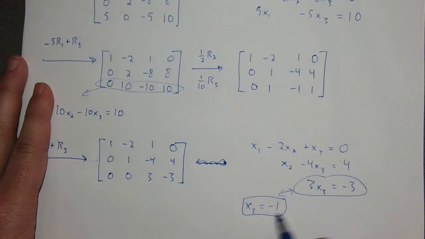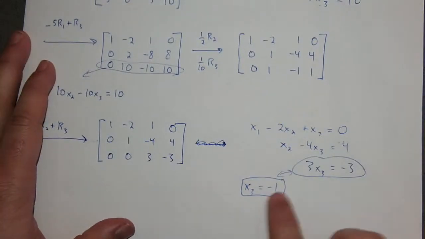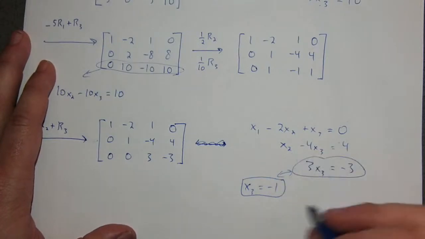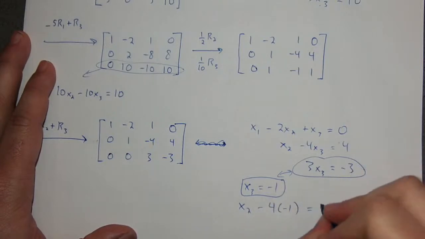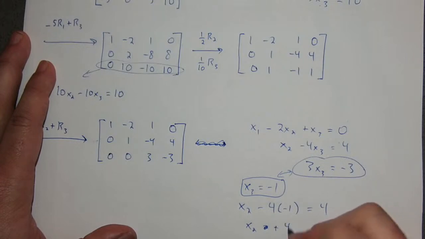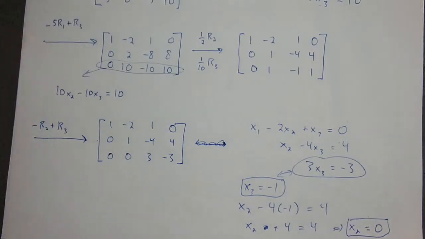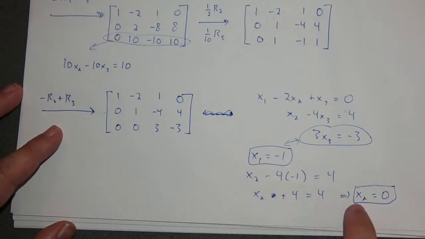Then I can plug that in. This is the back substitution step in Gaussian elimination. I can plug this into the second equation, which only involves x sub 2 and x sub 3. So the second equation becomes x sub 2 minus 4 times minus 1 is equal to 4. So x sub 2 plus 4 is equal to 4, so x sub 2 has to be 0. Right? So x sub 3 has to be minus 1, and based on that, x sub 2 has to be 0.